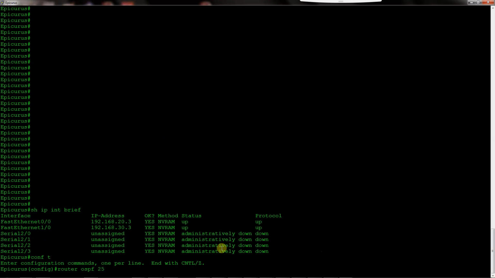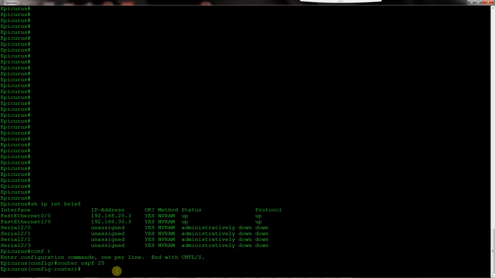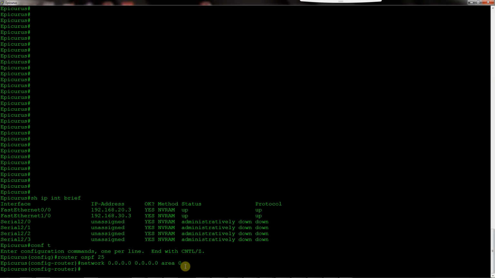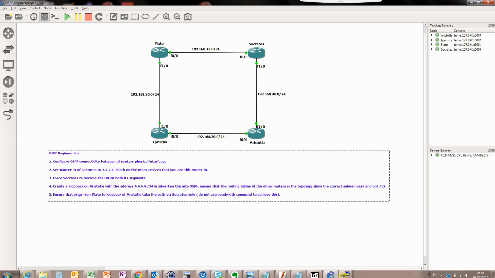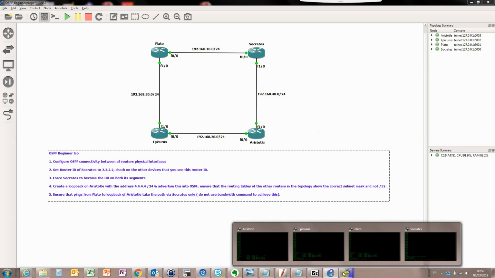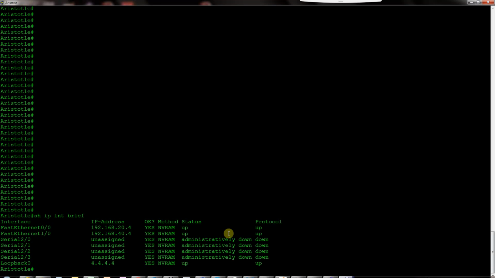Just to show you the AS difference here, you can have different AS numbers and it will still form a neighbour relationship. So there we go. I've basically put all your interfaces into area 0. And lastly, I believe it's Aristotle we've got to do.